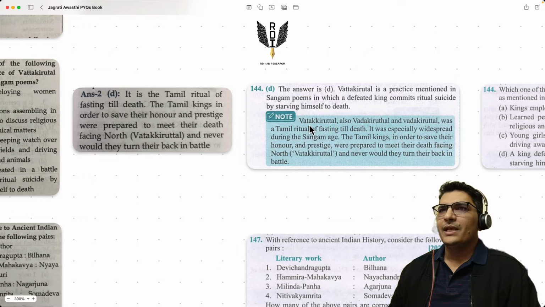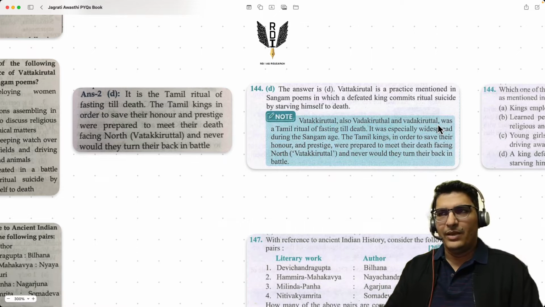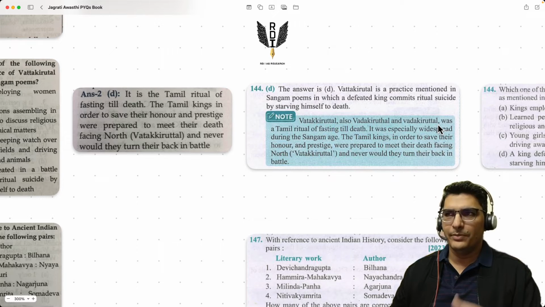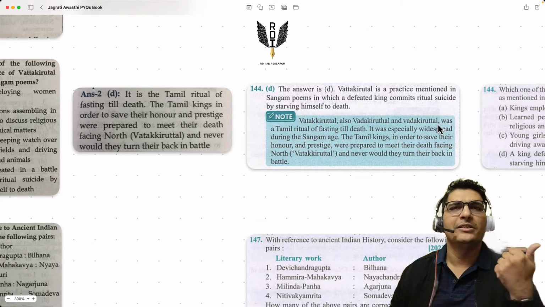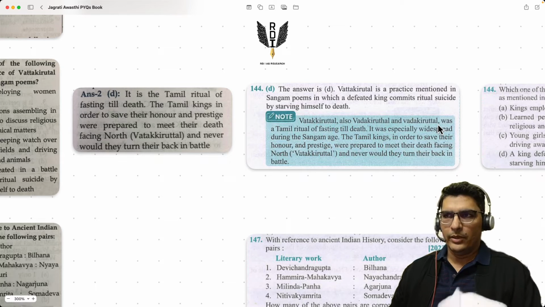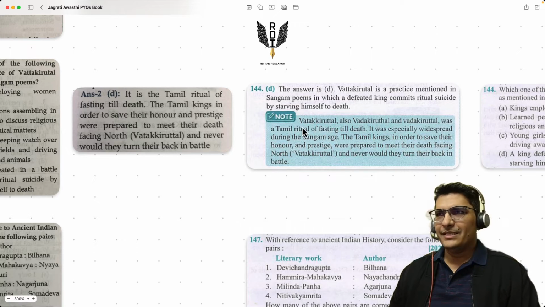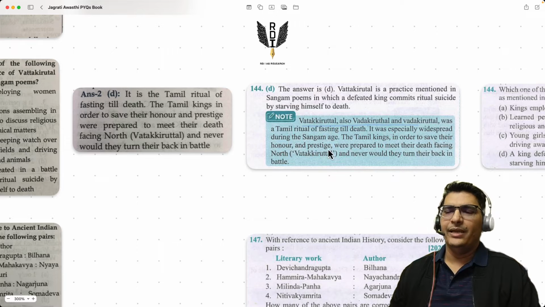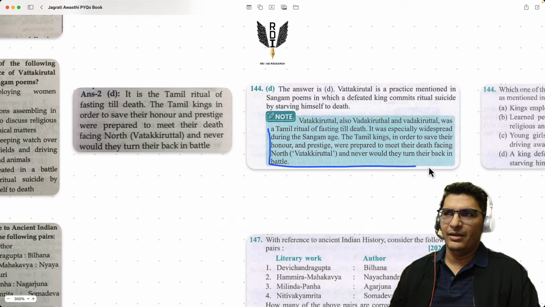The one thing which I like is they have given different names. So Vatta Kirutal, Vada Kirutal, or whatever these different names may be given in the exam next time. So there's a possibility of repetition, just like that Mahasangika sect question was repeated. So this is fine. This is relevant.